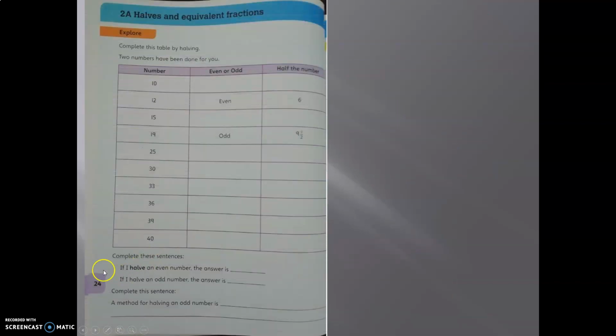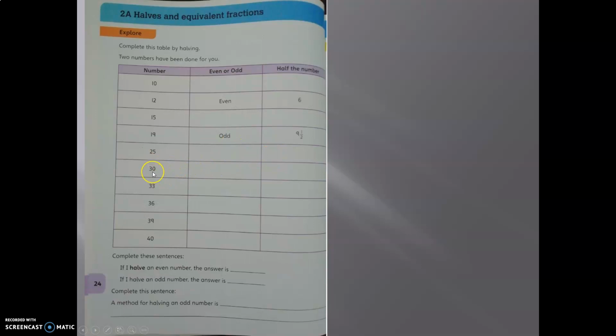Now, open your book, page 224. You can stop the video and solve by yourself by finding the half of each number and deciding also if this number is odd or even. By the way, you can decide the number is odd or even by just looking at the ones digit. And you can halve the number mentally.